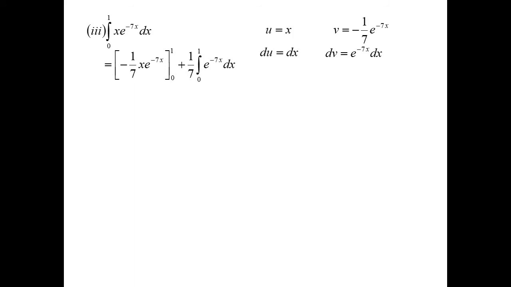So if u is x, then du is dx. dv then is my e to the minus 7x. When I integrate that, I get minus a 7th e to the minus 7x. Okay, uv: minus a 7th xe to the minus 7x, but we now have limits here, so 0 to 1, minus the integral of v du. So minus becomes plus 1/7 the integral of e to the minus 7x.